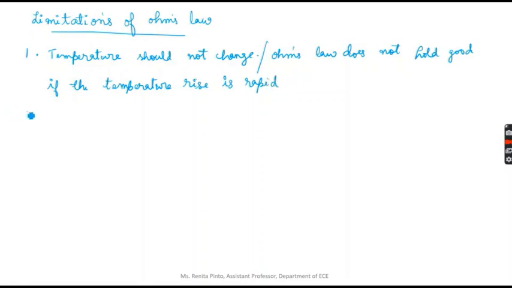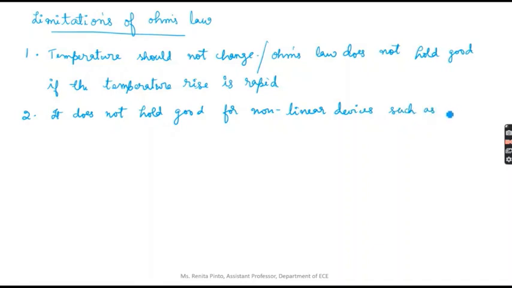The next limitation: Ohm's law will not hold good for non-linear devices such as diodes, Zener diodes or semiconductors. So it does not hold good for non-linear devices, such as semiconductors and Zener diodes.